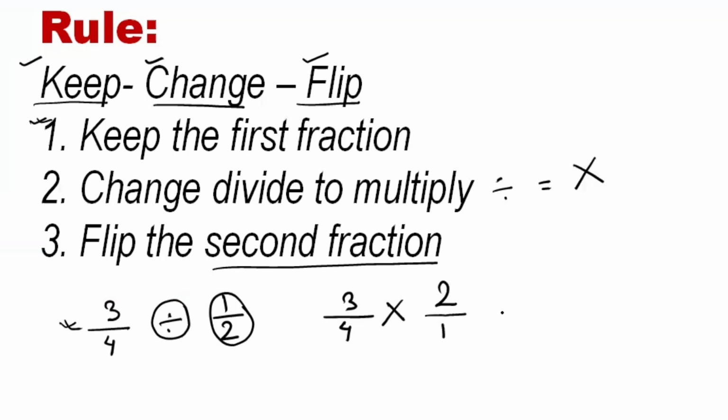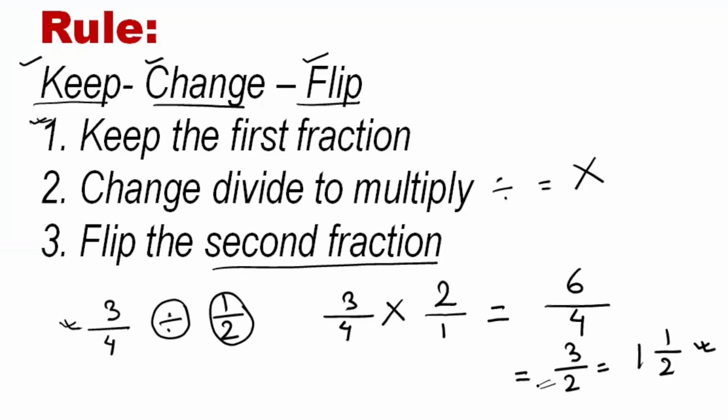Then we have to multiply. 3 times 2 will be 6. 4 times 1 will be 4. We can further simplify it as 3/2. See, this is an improper fraction. It means we have to change it into a mixed number, 1 and 1/2. This will be our final answer. Whenever we get an improper fraction, we always have to change it into a mixed number. We can't leave our answer like this.